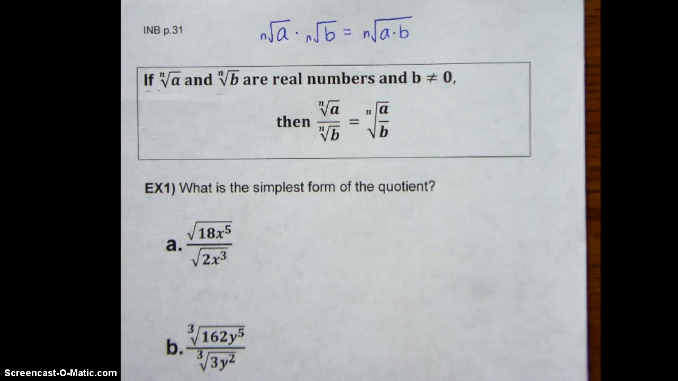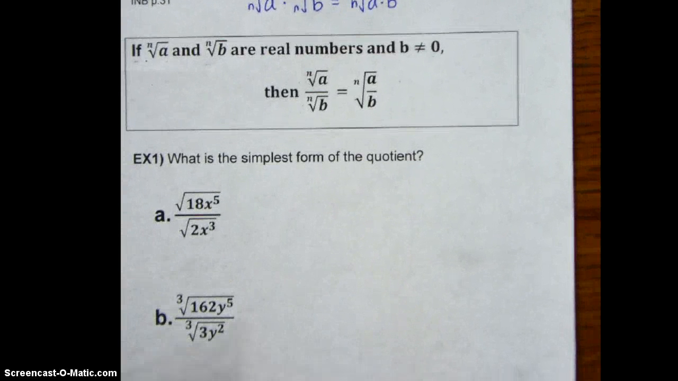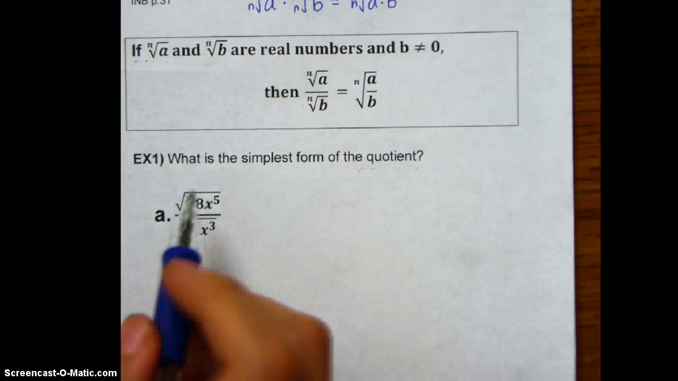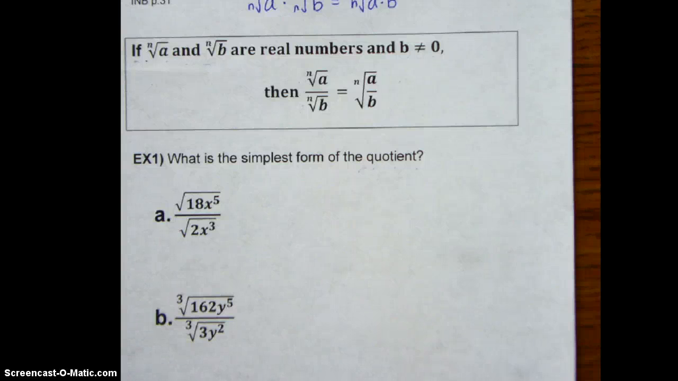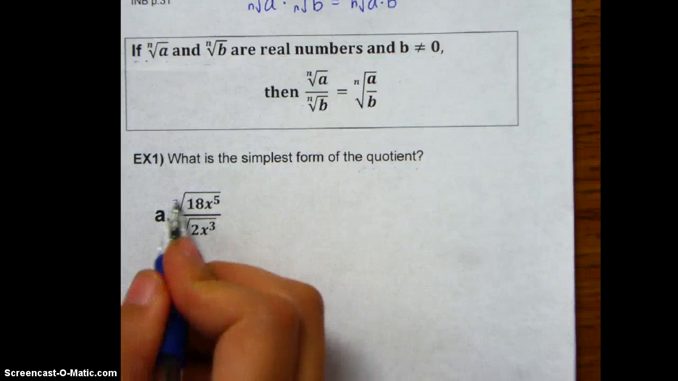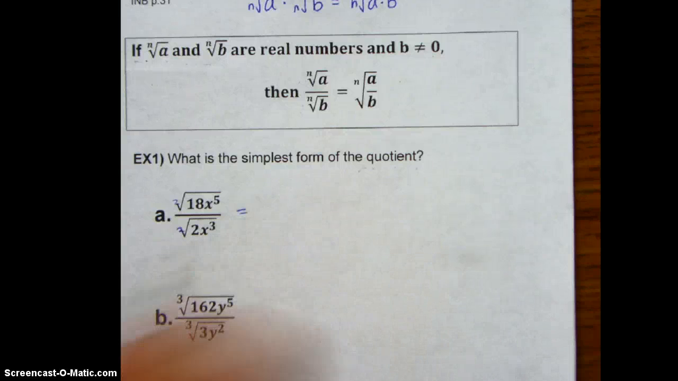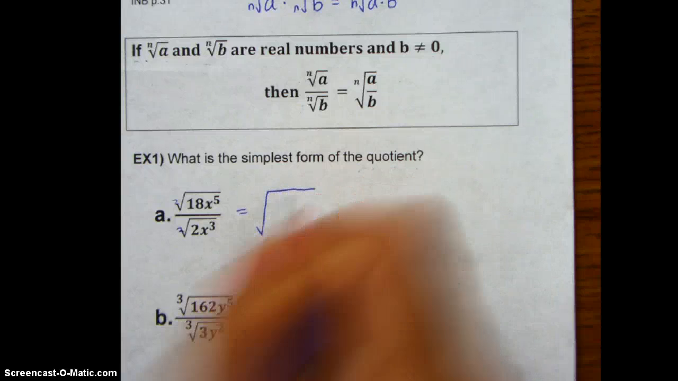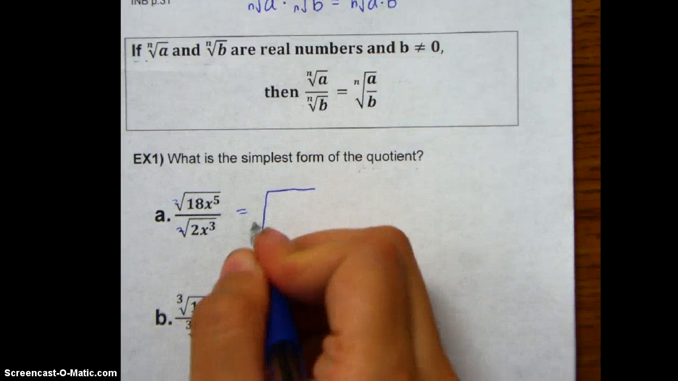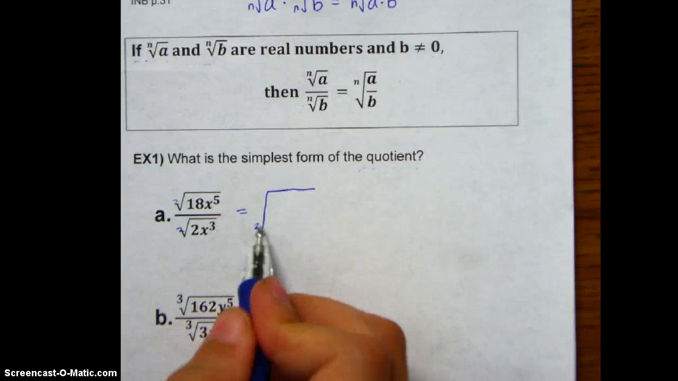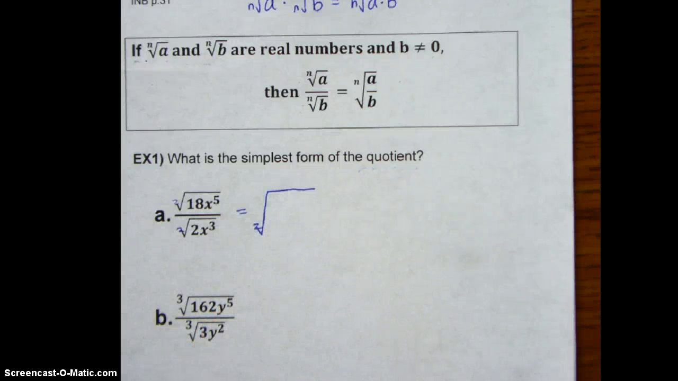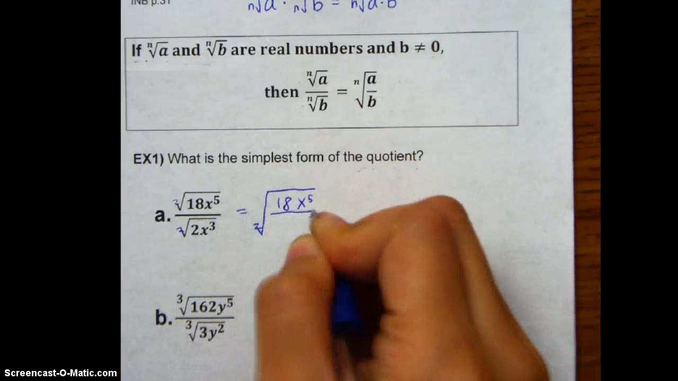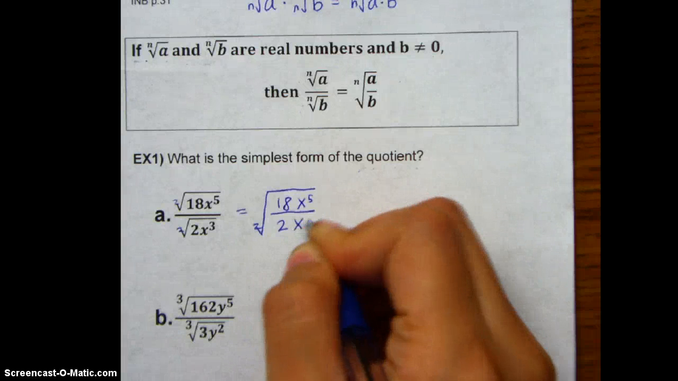So here's an example problem. What is the simplest form of the quotient? Quotient just means division, right? So that divided by that. Since we don't have any index, that means the index is 2. Both of them have index 2, so we can just combine them into one big radical of index 2. You don't have to write the 2, I'm just writing it. So just divide 18x to the 5th by 2x cubed.